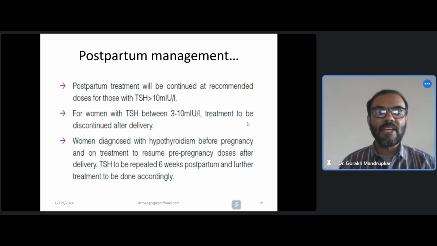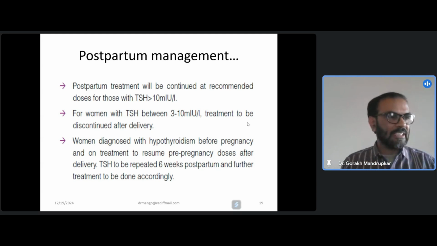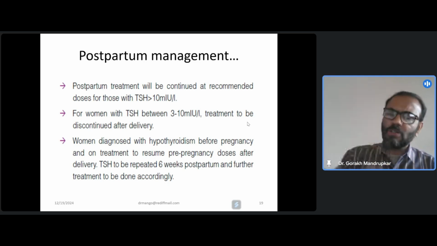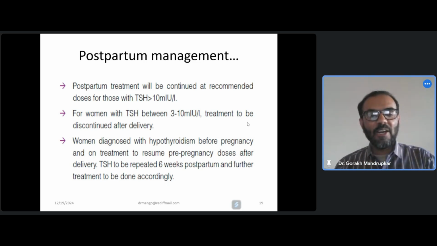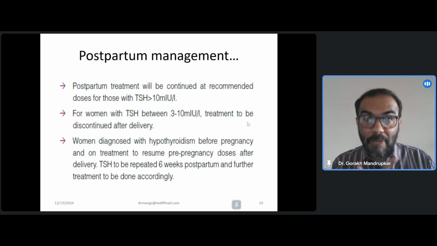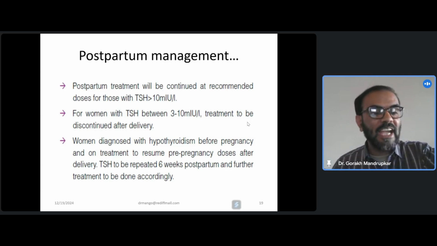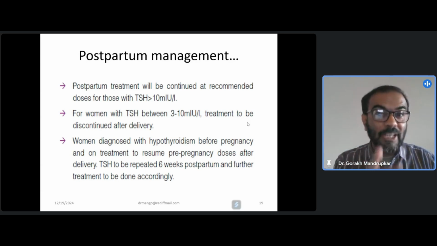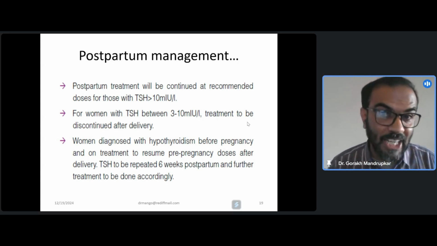And third category, a woman who was a known case of hypothyroidism, now became pregnant, and in pregnancy the dose was increased, maybe from 25 it has gone to 75. Then what is to be done? After delivery, we have to resume the pre-pregnancy dose, and after 42 days, check TSH and decide further treatment depending upon the non-pregnant level. It is even beautifully described in our NHM guidelines.